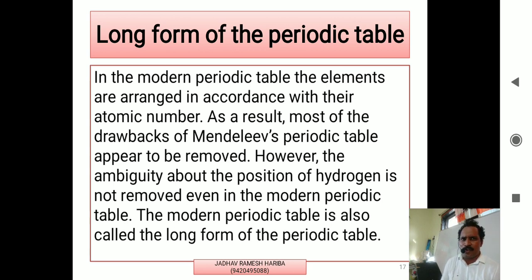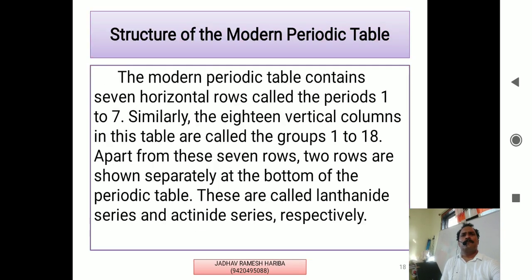But the ambiguity about the position of hydrogen is not removed even in this modern periodic table. The modern periodic table, as we see, is also known as the long form of the periodic table.